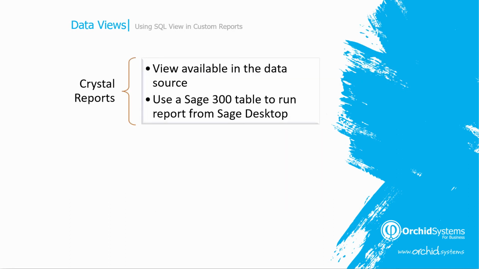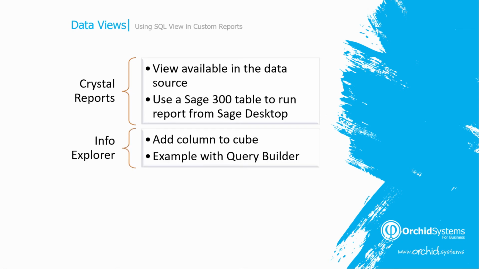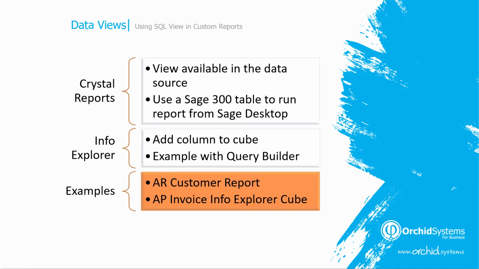So we've seen how to use the SQL view in the Crystal report, as the view is available in the data source, and we suggested that you start off with the Sage 300 table to run the report from the Sage desktop. And in Info Explorer, the view will appear in Query Builder, and I can add the optional fields as a column to the cube. The example we've looked at there is an AR customer report and an AP invoice Info Explorer cube.